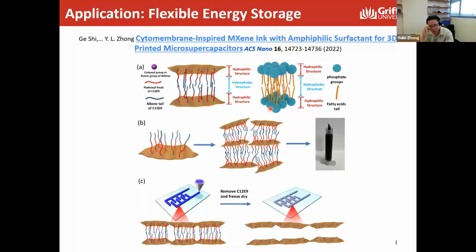So the next example we did was to blend the MXene with a surfactant molecule. This surfactant molecule, C12E9, is a viscous liquid, and we just take this surfactant, blend it with MXene, and then it forms a printable ink. So that's just an amazing ink from just two components, and we could print it pretty well with direct ink writing.